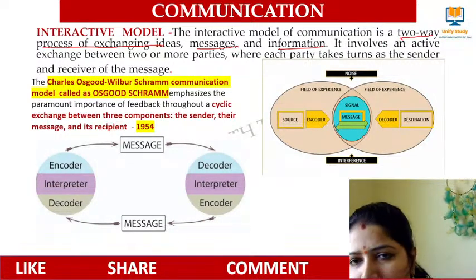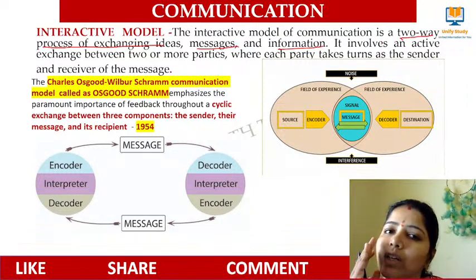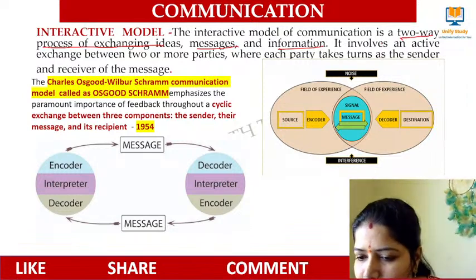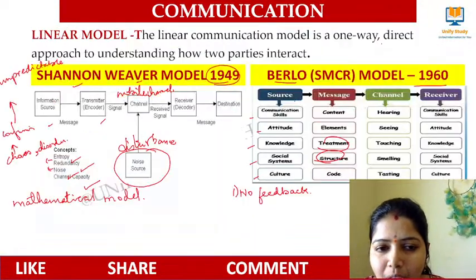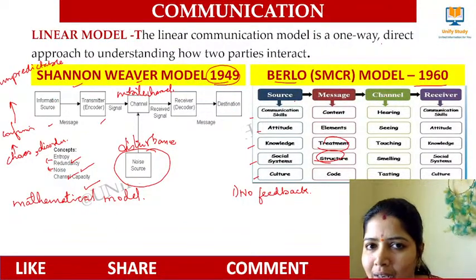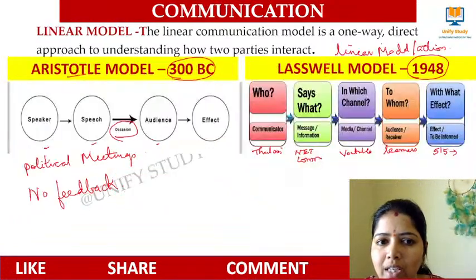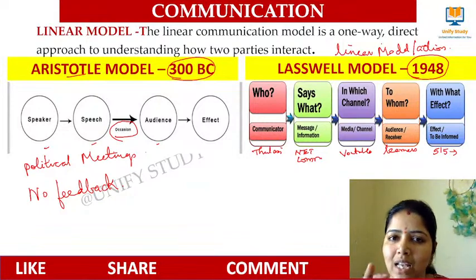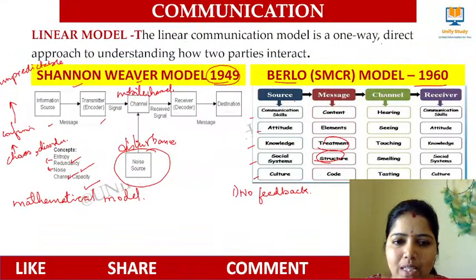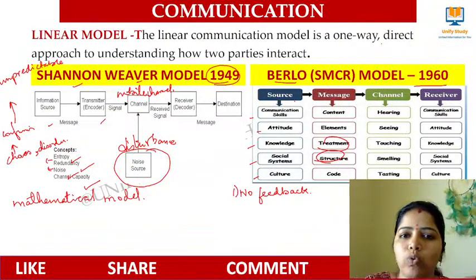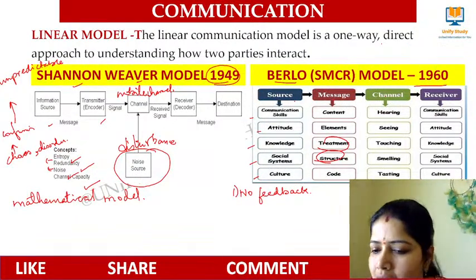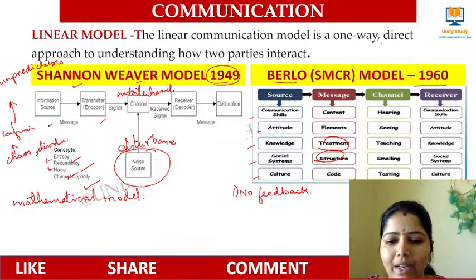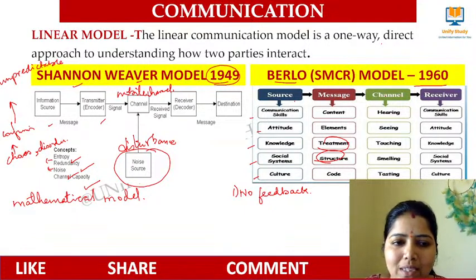There is no feedback in the linear model. The linear model is all one-way instruction: Laswell, Shannon, Weaver, everything. In any of the images, is there any kind of feedback link? Just check. Is there any arrow going back as feedback to the sender? The feedback will be sent to the sender. In any of these images, is there any link shown going to the sender? No. That is why I am repeating: no feedback.